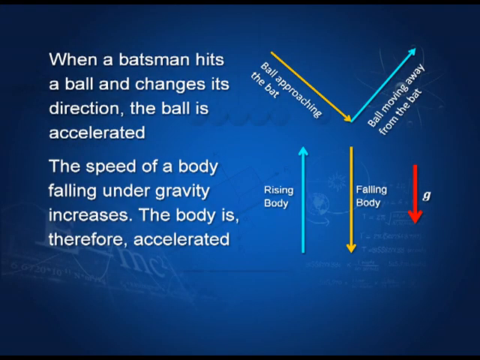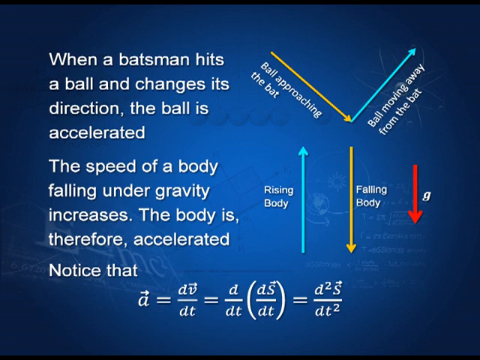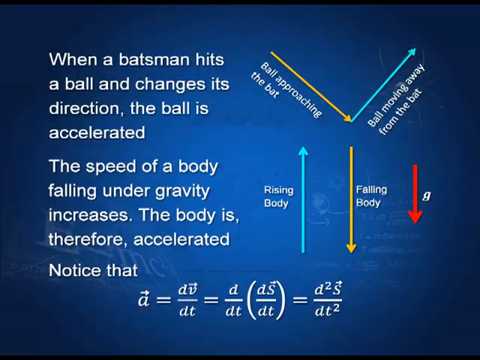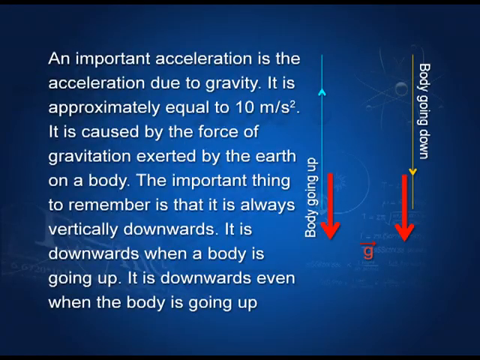And let us have this formula: acceleration is equal to dv by dt, which is d by dt of ds by dt. So, it is d2s by dt square. So, if I have the displacement vector s, then differentiating it twice with respect to time, we shall get the acceleration. And an important acceleration is the acceleration due to gravity. It is approximately equal to 10 meters per second square, you know that. The exact value is 9.81 or 9.82 meters per second square. So, approximately 10 meters per second square. It is caused by the force of gravitation exerted by the earth on a body.